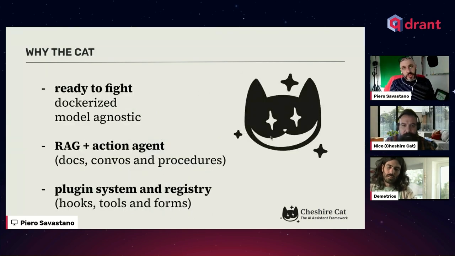These are the main features. So the first feature of the cat is that it is ready to fight. It is already dockerized. It's model agnostic. One command in the terminal and you can meow. The other aspect is that there is not only a retrieval augmented generation system, but there is also an action agent. This is all customizable.